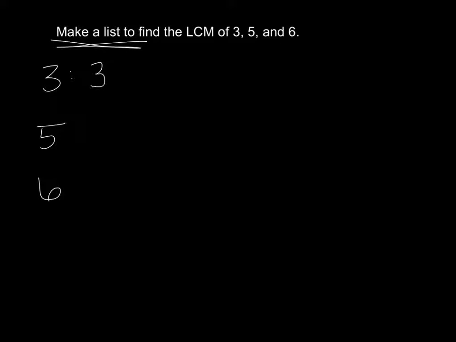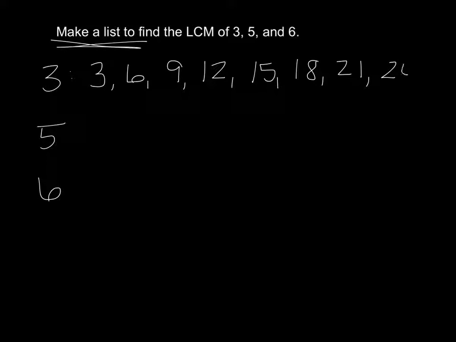So for 3, I would do 3, 6, 9, 12, 15, 18, 21, 24, 27, and so on. We might need to go farther. That's why the list is kind of not very efficient, because if we had a bigger number and a smaller number like 3, it would take us a long time to find the least common multiple. But again, this is a strategy you could use if they're small numbers like the ones we have.